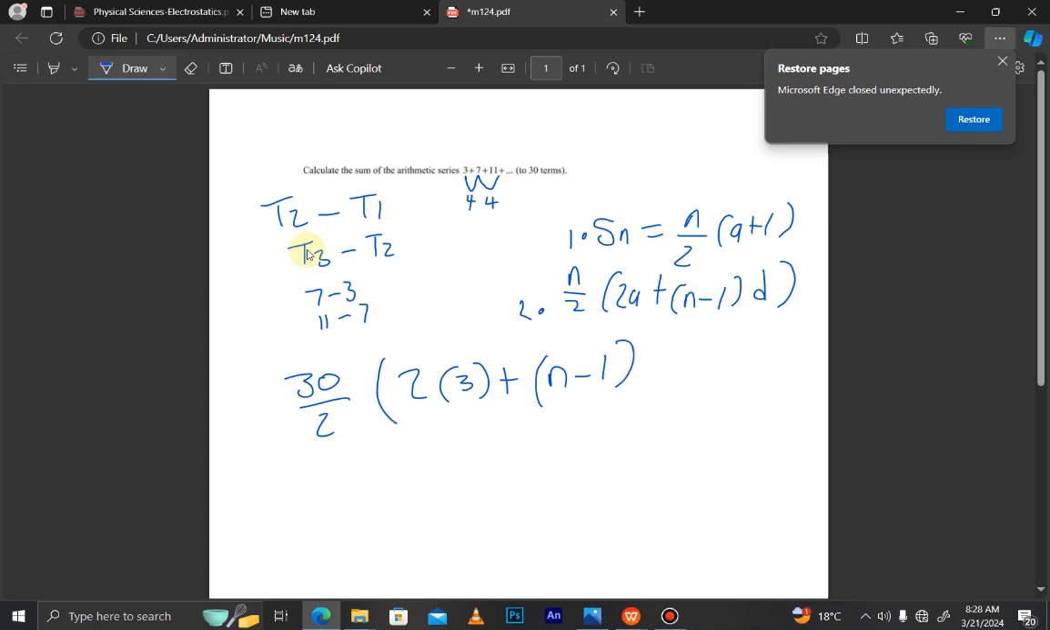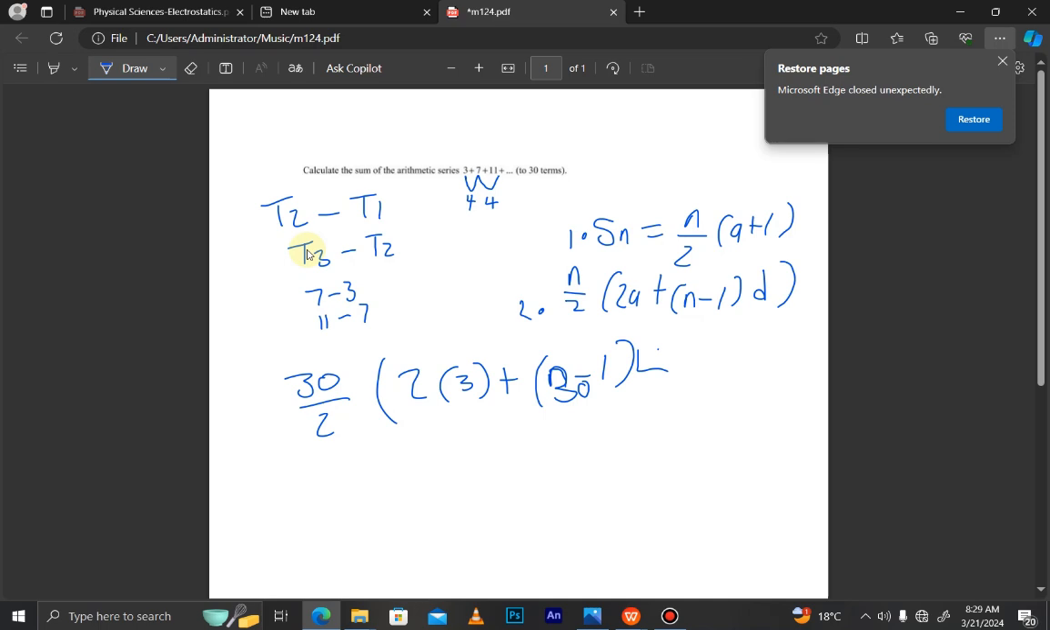Our constant difference is 4, so here you'll put 4. Don't just put 4 alone, because here is 30. In the place of n, if they already give you the term, like the way they gave us, which is 30, you always put that number. So here is 30 minus 1, which is 29.